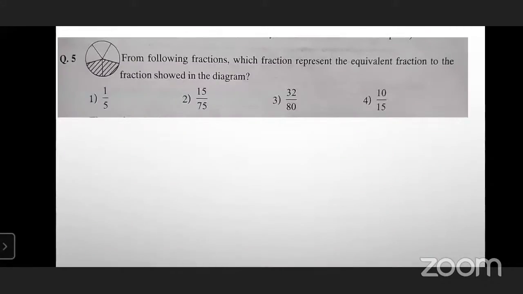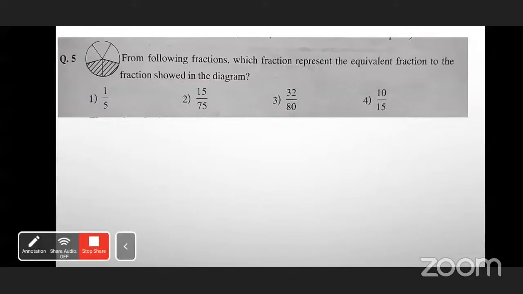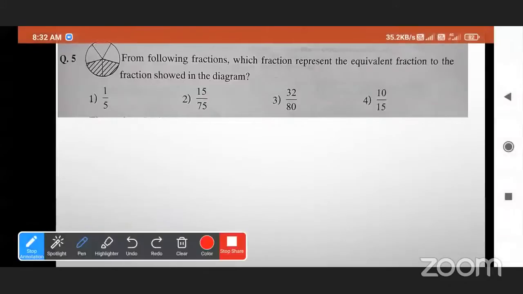Now read this one. From the following fractions, which fraction represents the equivalent fraction to the fraction shown in the diagram? Now tell me the fraction given in the diagram. 2 upon 5. Good. So which fraction is equivalent to this?